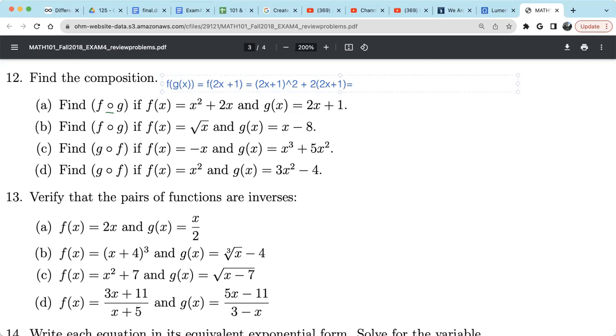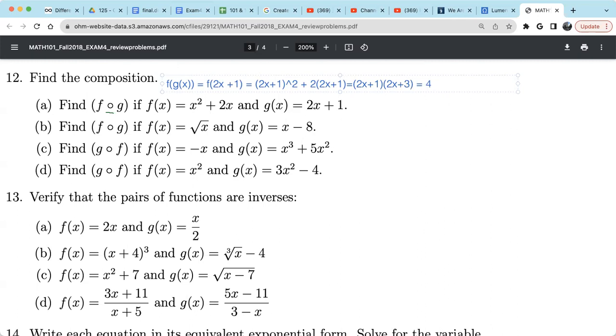So then we need to do a little bit of calculation. We see 2x plus 1 is a common factor. We'll factor out 2x plus 1. Then we have 2x plus 1, then plus 2. So 2x plus 1 plus 2, that's 2x plus 3. So we just multiply those two binomials, 2x plus 1 times 2x plus 3.